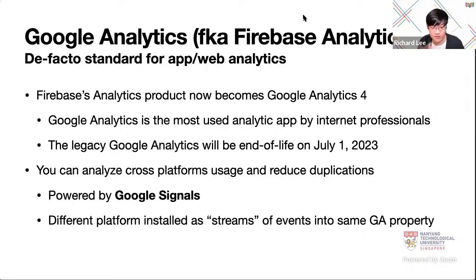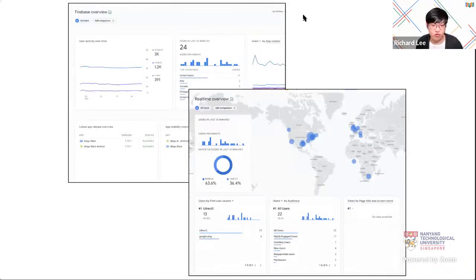I highly recommend it. And since now we can have both web and app, and maybe several apps, send data into the same Google Analytics property, known as streams, Firebase can help you to pipe your event stream into the Google Analytics property. And basically, this is how it works. So let me show you what you can get from Google Analytics 4.